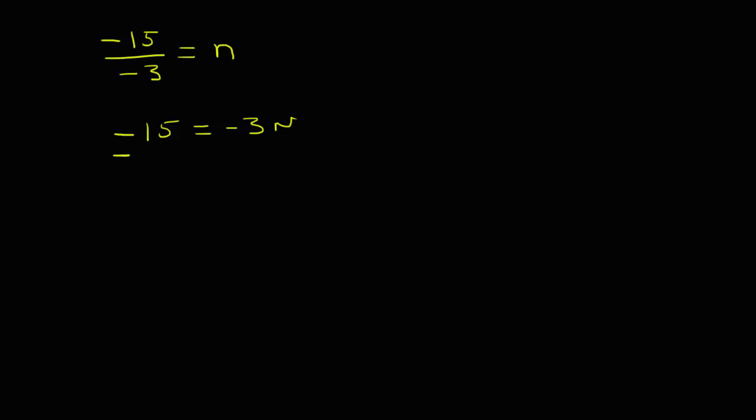I have the result of a multiplication that is negative. Therefore, one of my factors has to be positive and the other one must be negative. Therefore, n must be positive. So negative 15 divided by negative 3 is positive 5. So a negative divided by a negative is equal to a positive.